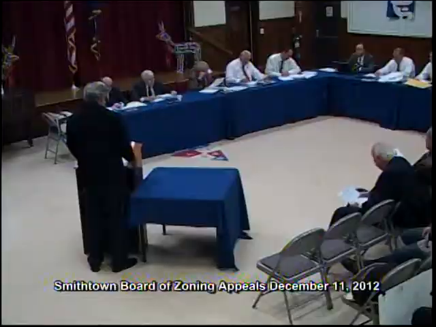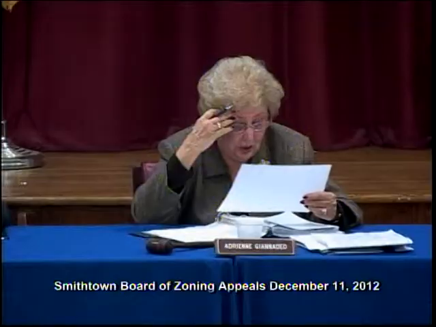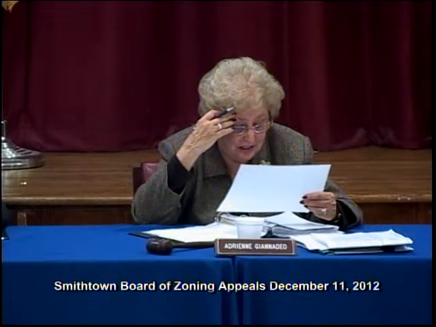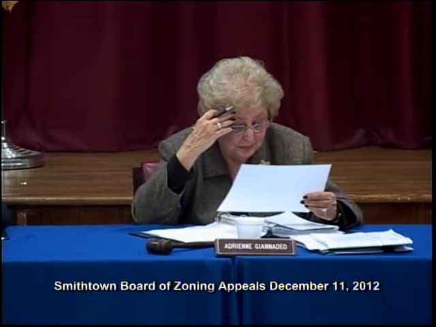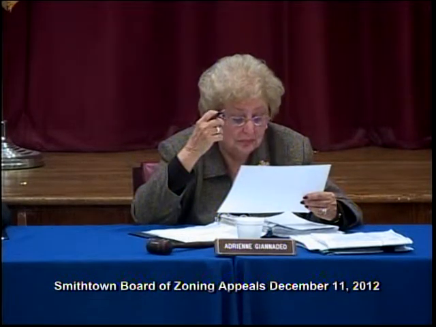All right. The other thing, that stockade fence, is that yours? No, the fences adjacent to the shed are not mine, no. Oh, they're not yours? No. Okay.